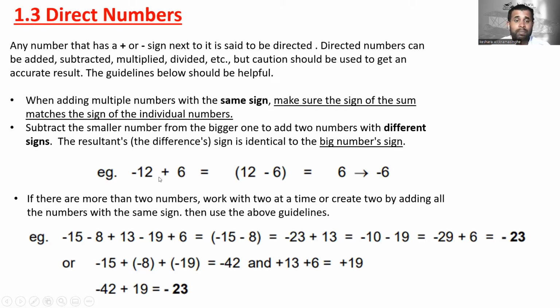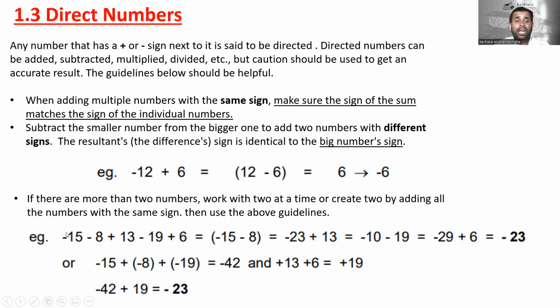So in here, the biggest number, the sign equal to the biggest number is minus. So the answer should be -6. If there are more than two numbers, work with two at a time, or create two by adding all the numbers with the same sign, then use the above guideline.